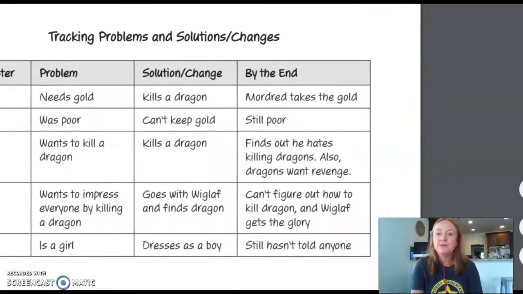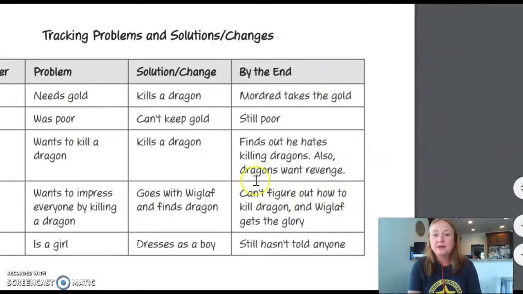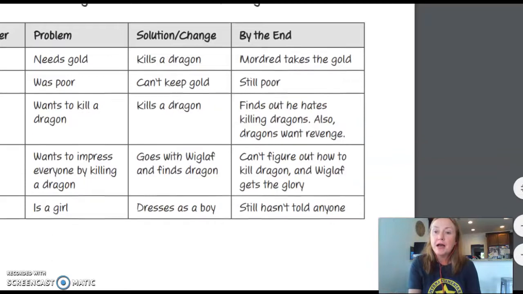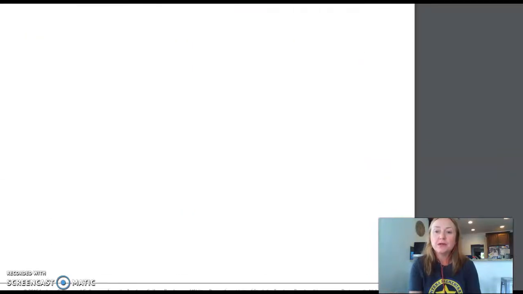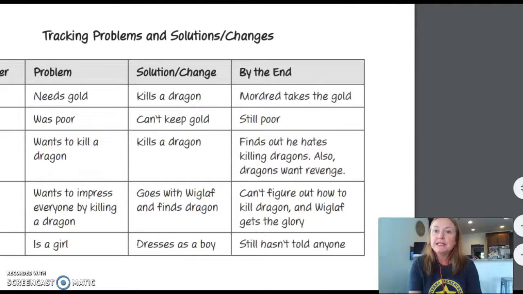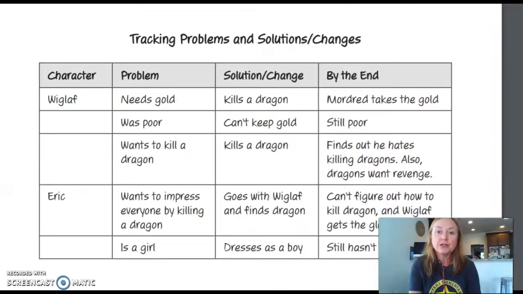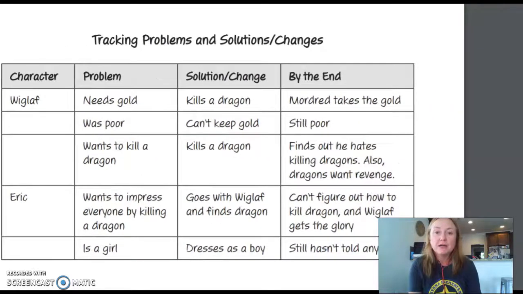Let me move over. His problems multiply. They do not really have a solution. So Eric can't figure out how to kill a dragon, and Wiglaf gets the glory. And he still hasn't told anyone that he is actually a girl. I wonder, I think there's probably more. Nope. So you can see how making a chart about your characters can help you keep up with what's happening.